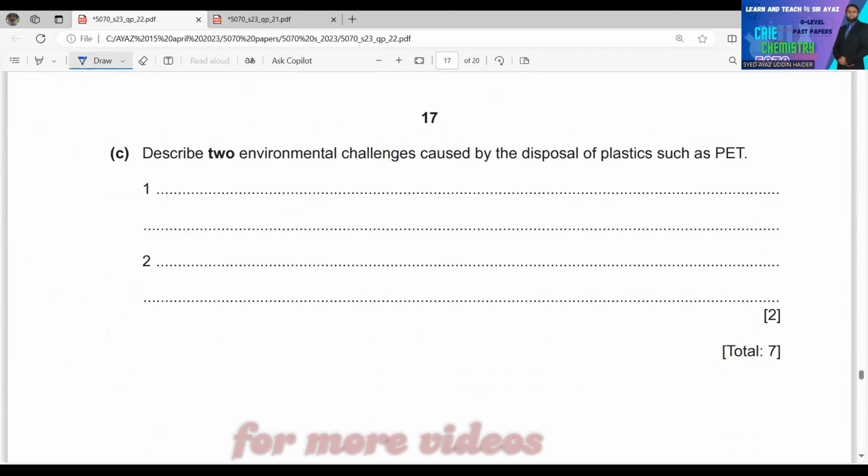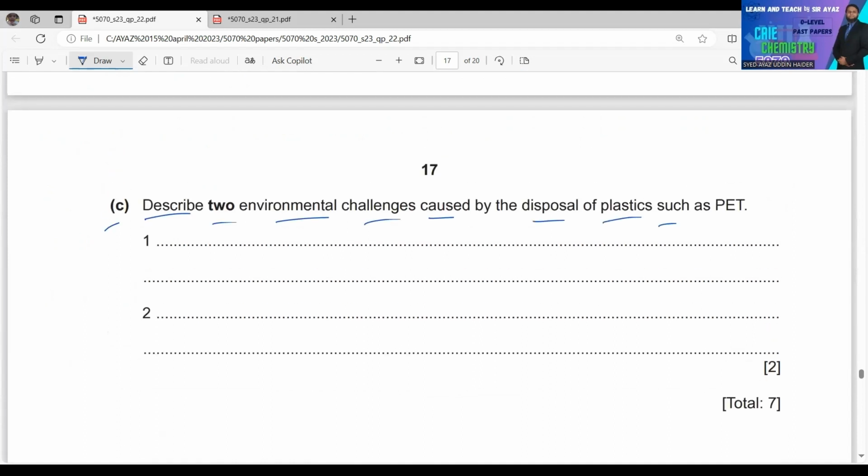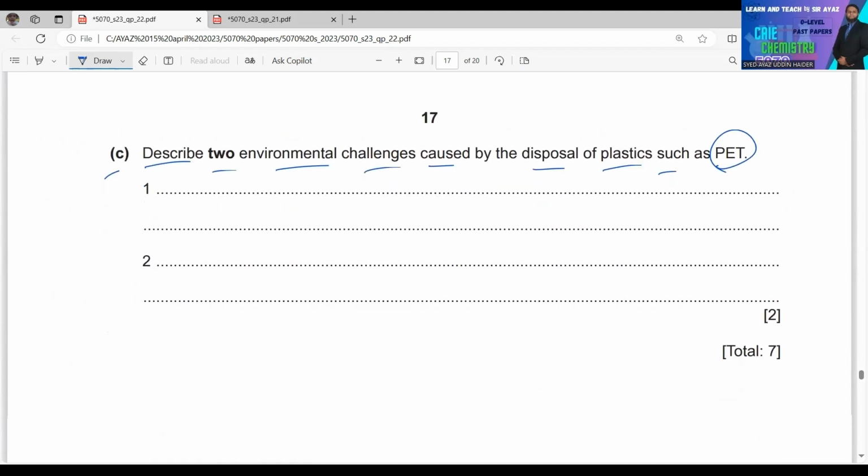Moving to next part. Number C, describe two environmental challenges caused by the disposal of plastics such as PET. So you can write any two from these, like accumulation of plastics in ocean, formation of toxic gases during burning.